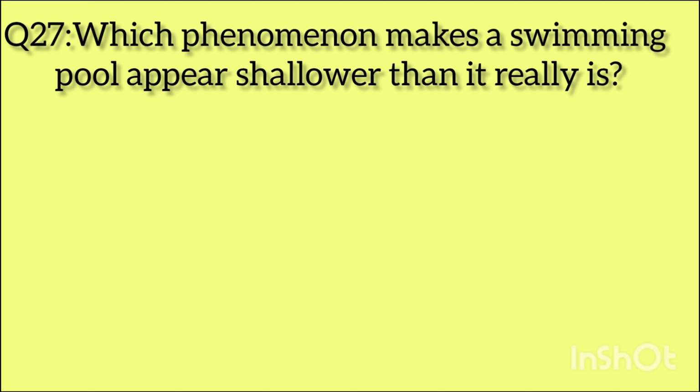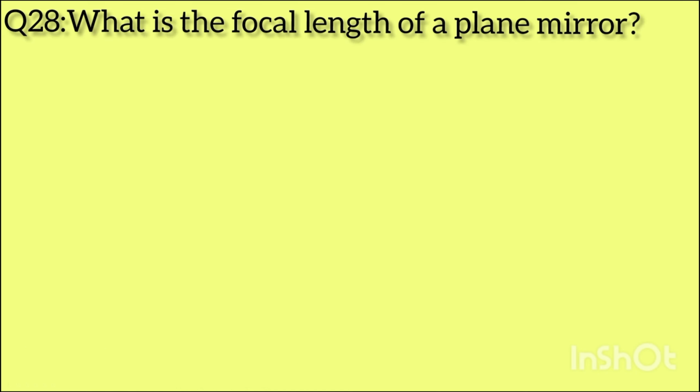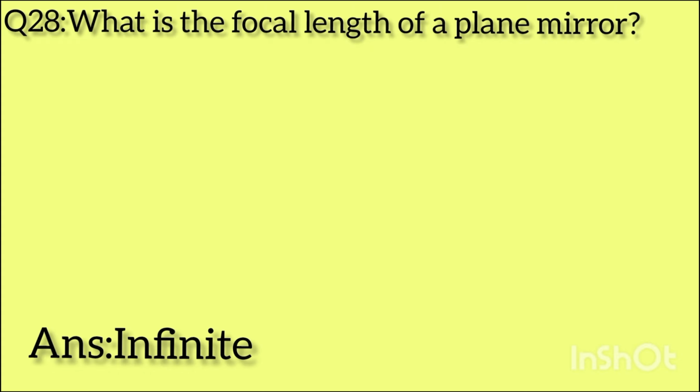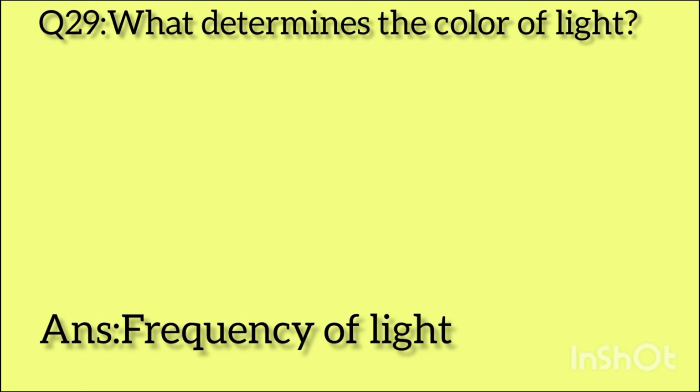Question 27. Which phenomenon makes a swimming pool appear shallower than it really is? Answer: refraction. Question 28. What is the focal length of a plane mirror? Answer: infinite. Question 29. What determines the color of light? Answer: frequency of light.